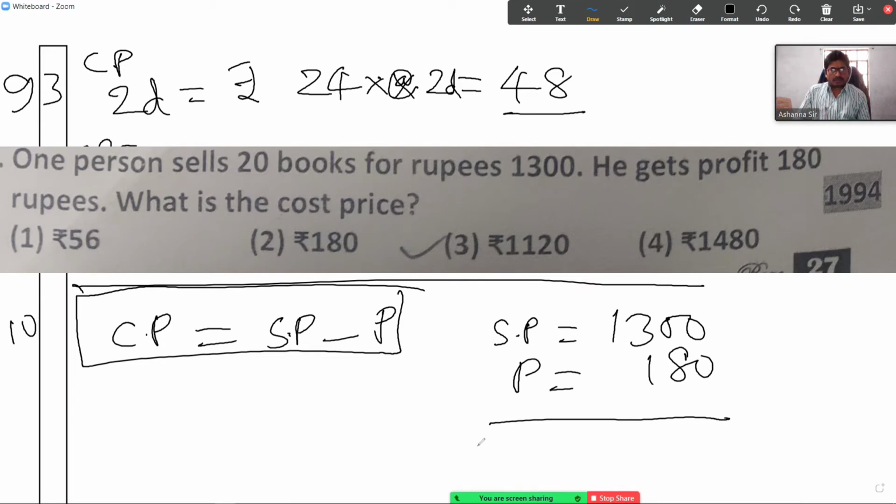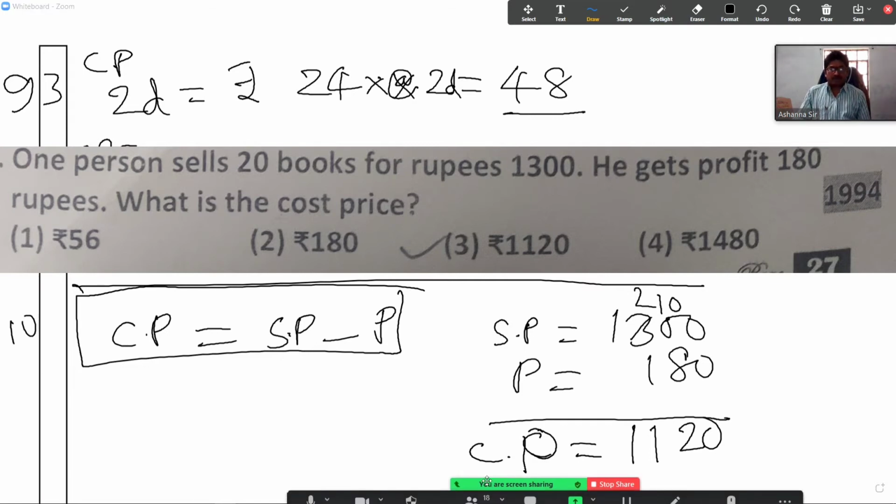So here cost price is equal to 1300 minus 180. 10 minus 8, 2. 2 minus 1, 1. 1120. 1120 is the cost price. So option 3.